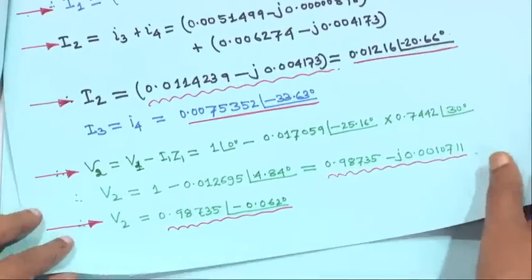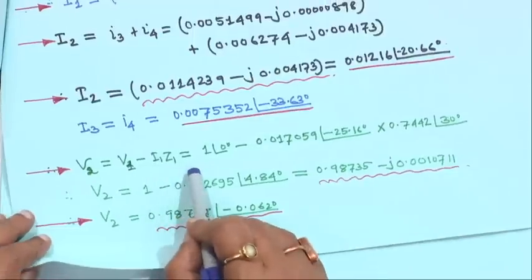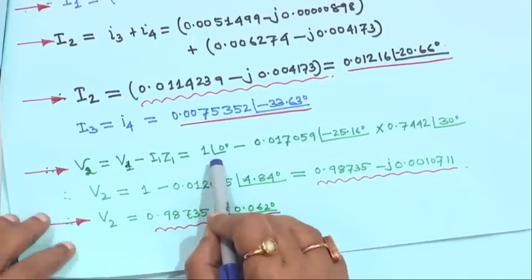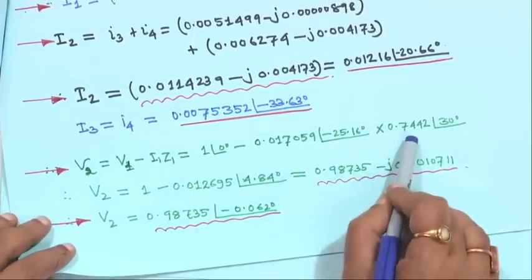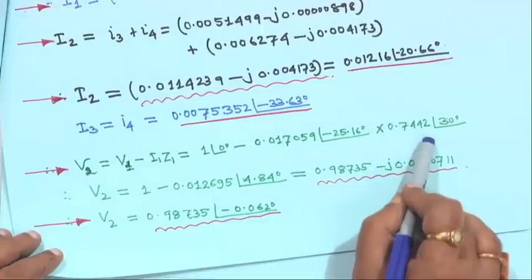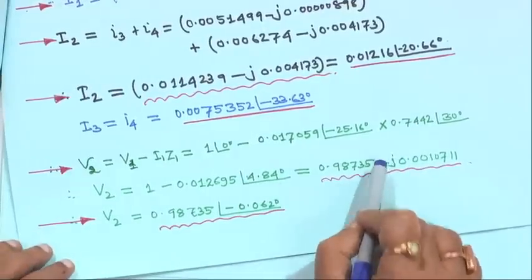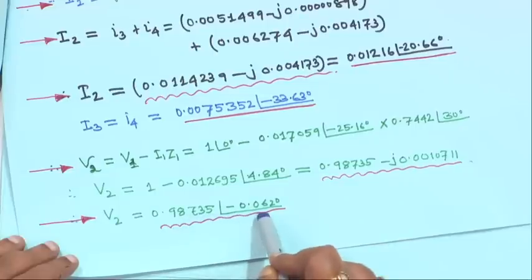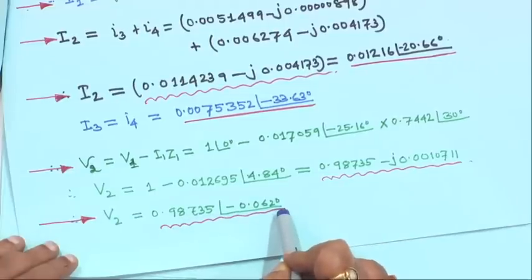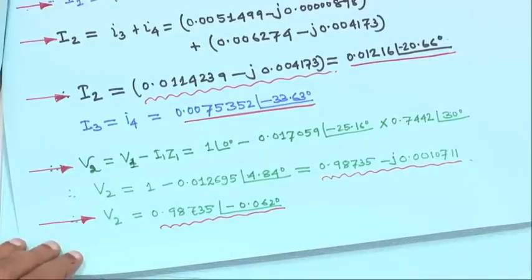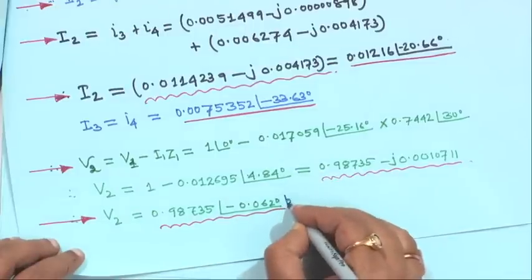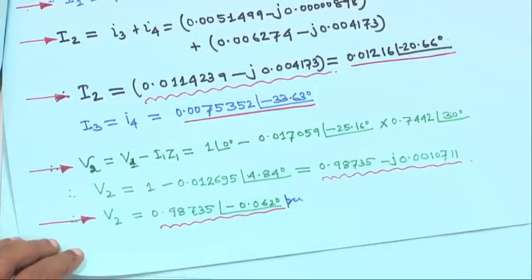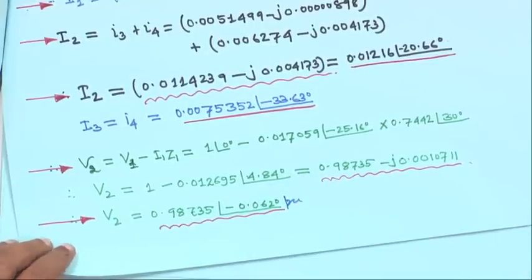So, now in the second iteration V 2 is equal to V 1 minus I 1 Z 1. So, put V 1 at 1 angle 0, and put all these values in, this is your Z 1, and you simplify. If you simplify, you will get V 2 is equal to 0.98735 angle minus 0.062 degree, right. These are all per unit values, all calculations, even if I have not written it again and again, right.